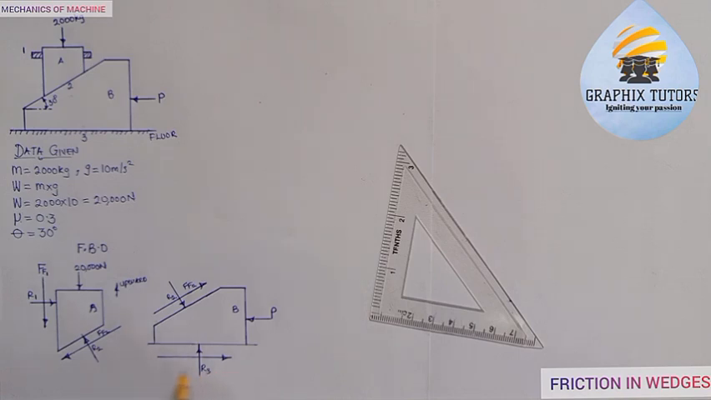So I'll call it my F3, frictional force 3. Is that okay now? So this is what we have. This is the free body diagram that we have. This is for wedge B, and this is for wedge A. Are we together now?